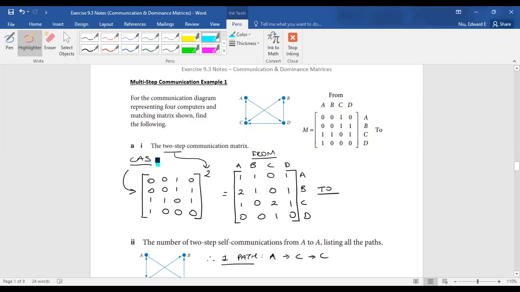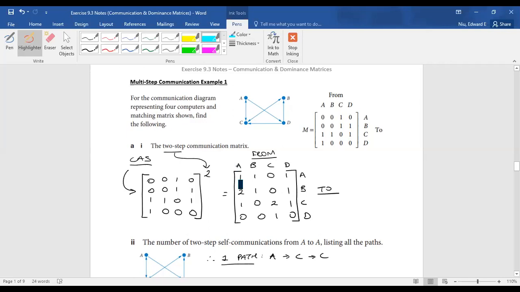And what we have to do is, you can do this in your head if you really want to multiply the matrix yourself, or you can just use the CAS and take the original communication matrix, the M, and you type this into your CAS. So this matrix here is just M, and power it to 2. So whenever it says 2-step, you power it to 2. If it's 3-step, you power it to 3, so on and so forth. And what we create is a new 2-step matrix.